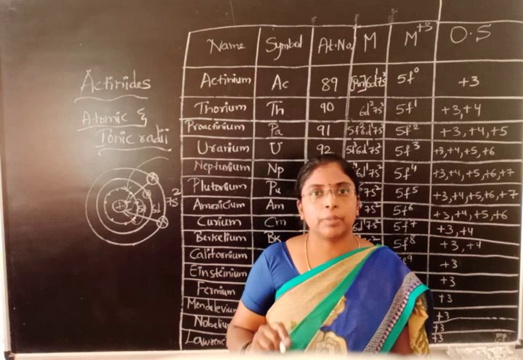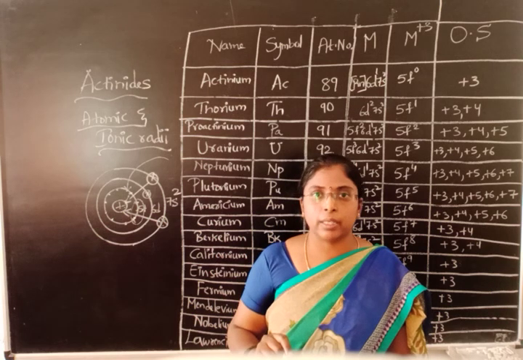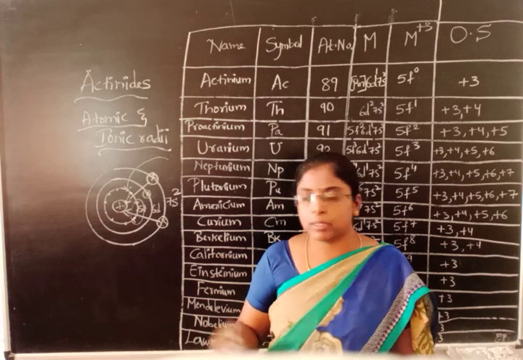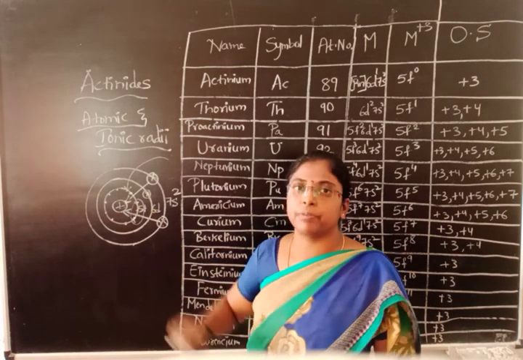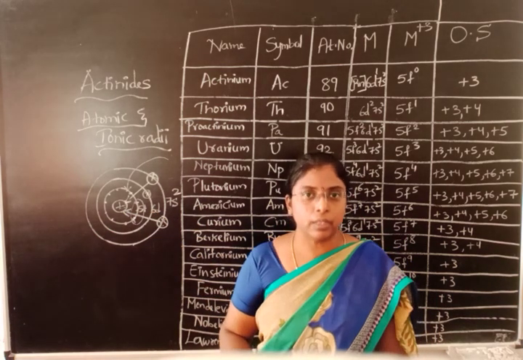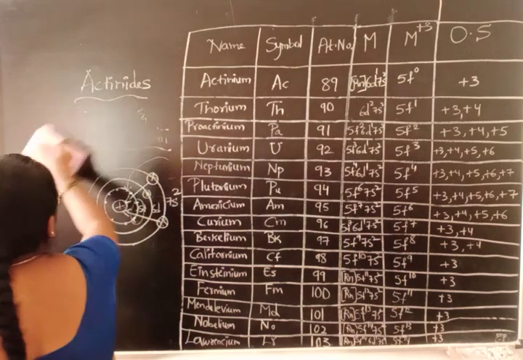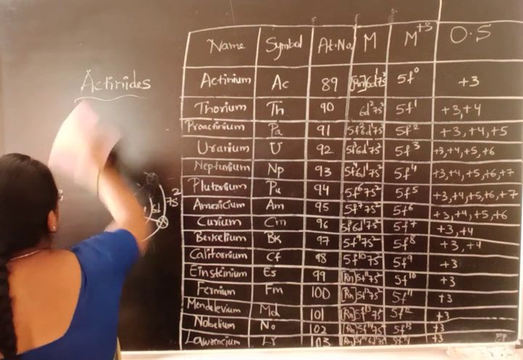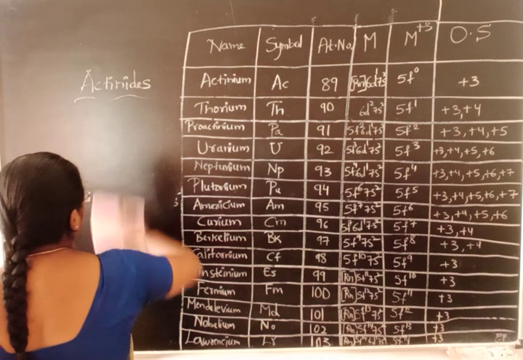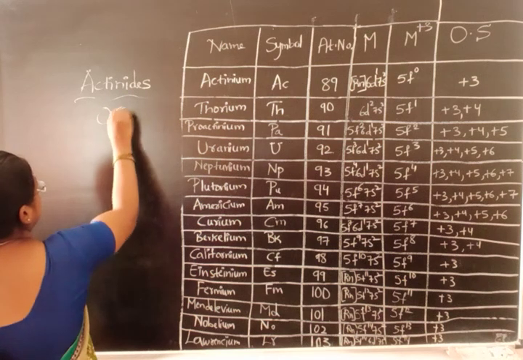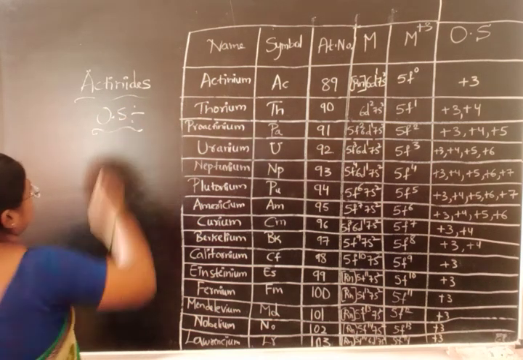Actinoid elements exhibit smaller atomic and ionic size compared with the lanthanide elements, due to the poor shielding effect of 5f electrons compared with that of the 4f electrons. This is about the atomic as well as the ionic radius. After the atomic and ionic radius, next comes the oxidation state.